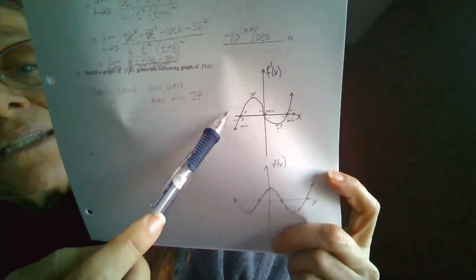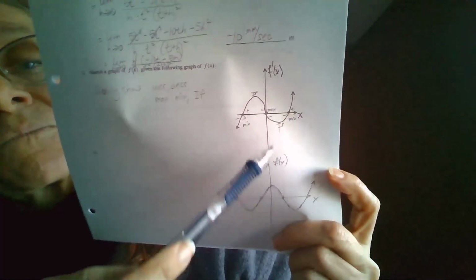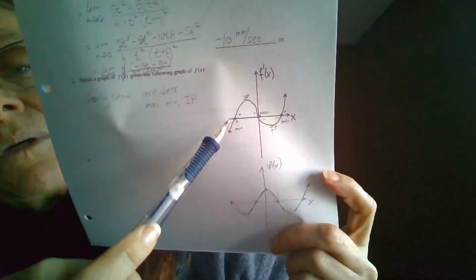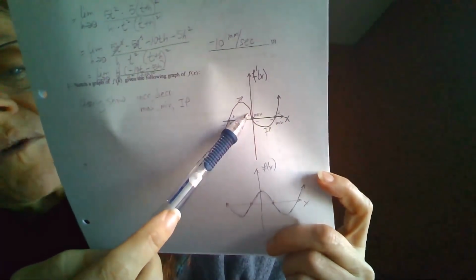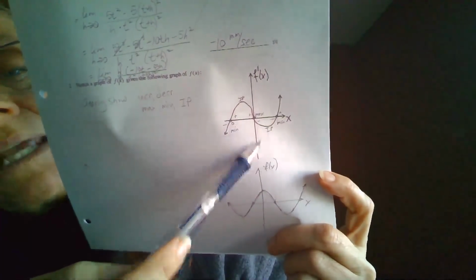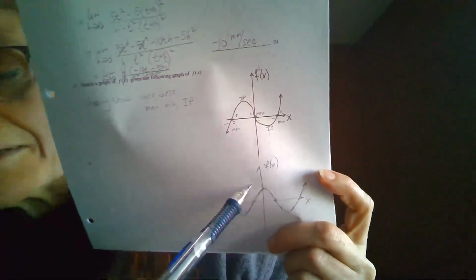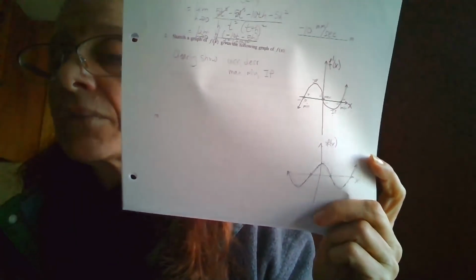This is where the min is. This one is telling us that this min is here. As we go positive on the x-axis, we're going from positive slopes to 0 to negative slopes, which is going to make this a max. All right, so chat in if that's not answering your question.